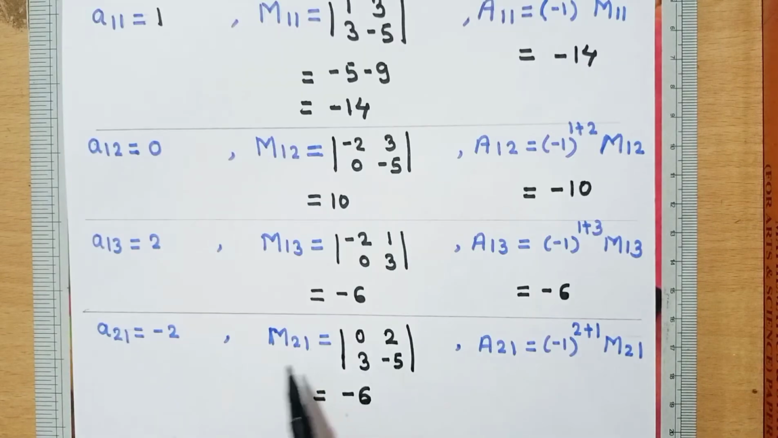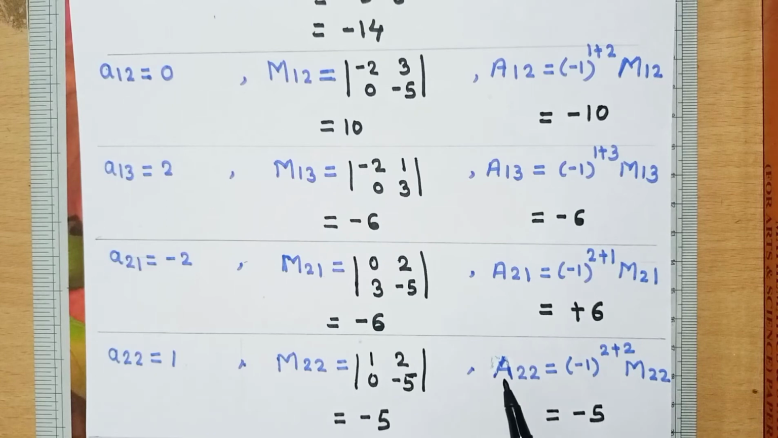Now to write the cofactor of this element, check here the index: 2 plus 1 is 3. This is an odd number, so write down the opposite of this. That means +6 is the cofactor of this.